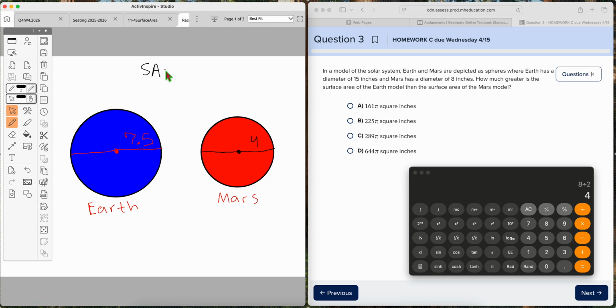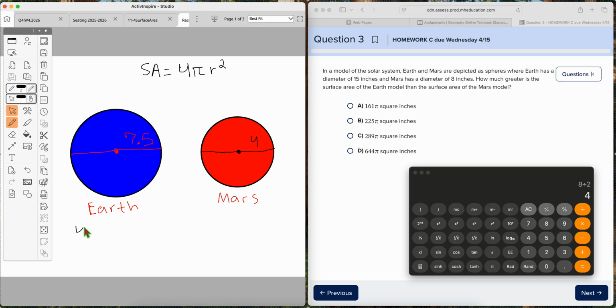The reference page said surface area equals 4 pi r squared. When I look at my options over here, all of these options have pi in them. So they're wanting us to answer this question in terms of pi. So you're just going to leave pi, you're going to treat it like a variable. We're not going to turn it into numbers. So our answer will come out rational.